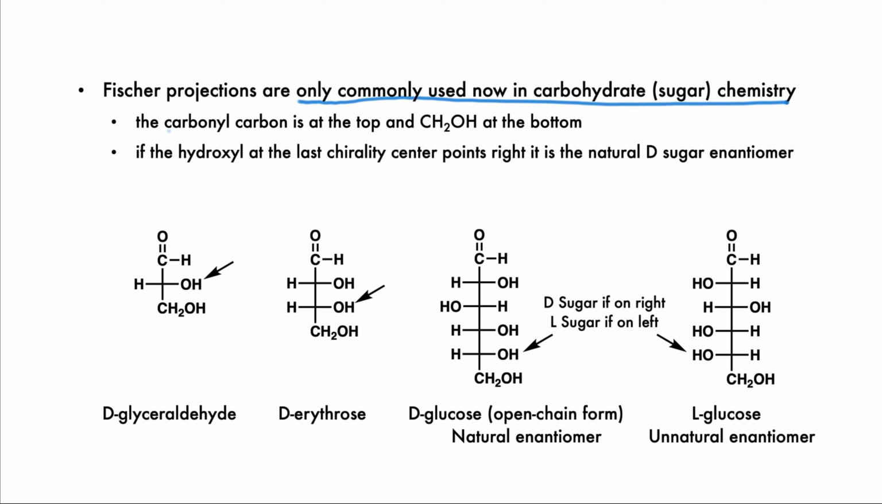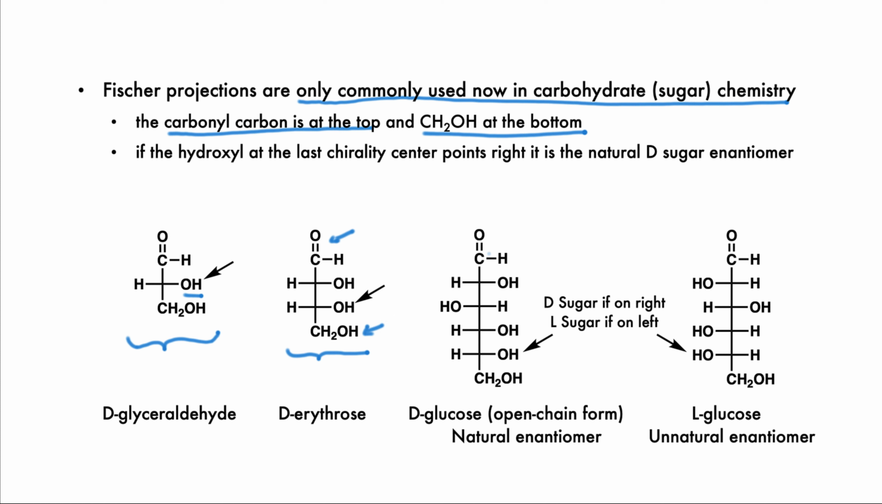You need to draw the carbon chain with the carbonyl carbon at the top. Notice that all of these representations have a CH2OH at the bottom. In between, you have crosses for each chirality center. Here is a Fischer projection of one enantiomer of glyceraldehyde, the simplest carbohydrate. It has one chirality center with the OH pointing to the right. Erythrose is a carbohydrate with one more chirality center. It too has the carbonyl at the top and a CH2OH at the bottom.